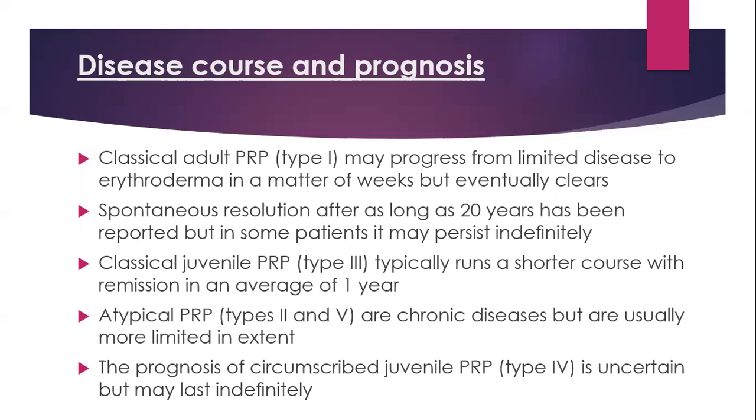The classical juvenile type of PRP, which is type 3, runs again a short course with remission by 1 year of age, after 1 year. Then atypical PRP, which is type 2, the atypical adult type, and type 5, which is the atypical juvenile type, are both chronic diseases, but usually remain limited and never become erythrodermic. The prognosis of circumscribed juvenile PRP, which is type 4, is uncertain, and it lasts indefinitely.